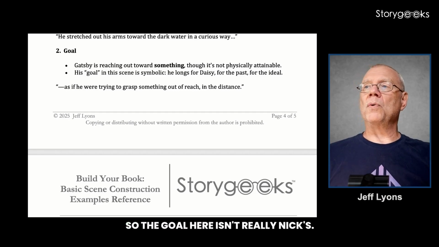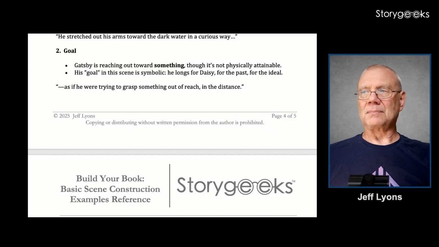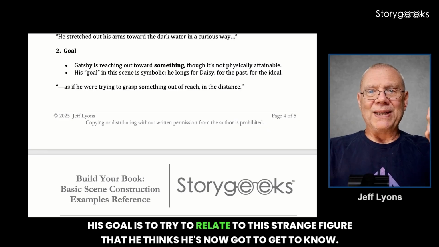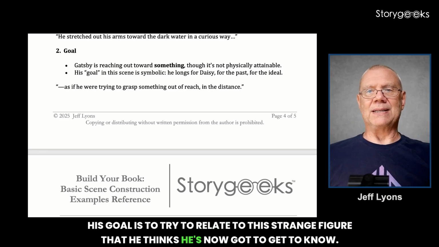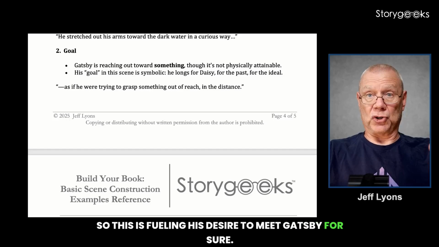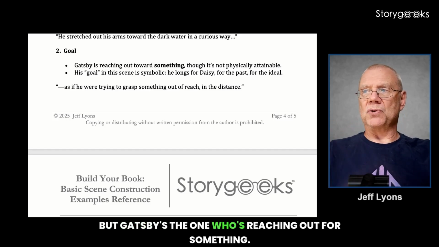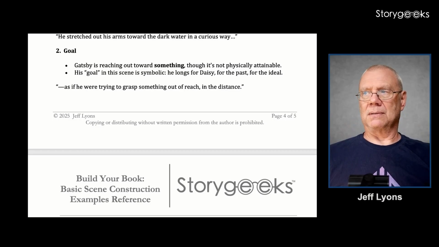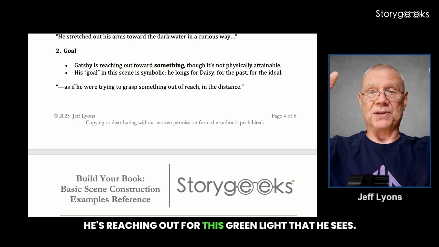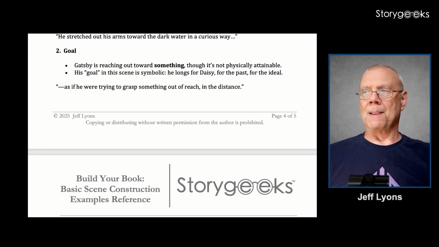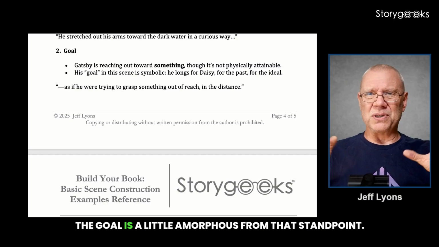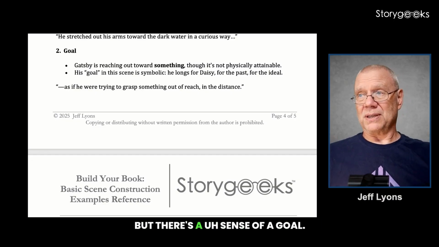So the goal here isn't really Nick's. Nick does have a goal. His goal is to try to relate to this strange figure that he thinks he's now got to get to know. So this is fueling his desire to meet Gatsby for sure. But Gatsby's the one who's reaching out for something. His goal is, he's reaching out for Daisy. He's reaching out for this green light that he sees, right? And he's reaching off into this strange distance. So the goal's a little amorphous from that standpoint, but there's a sense of a goal.